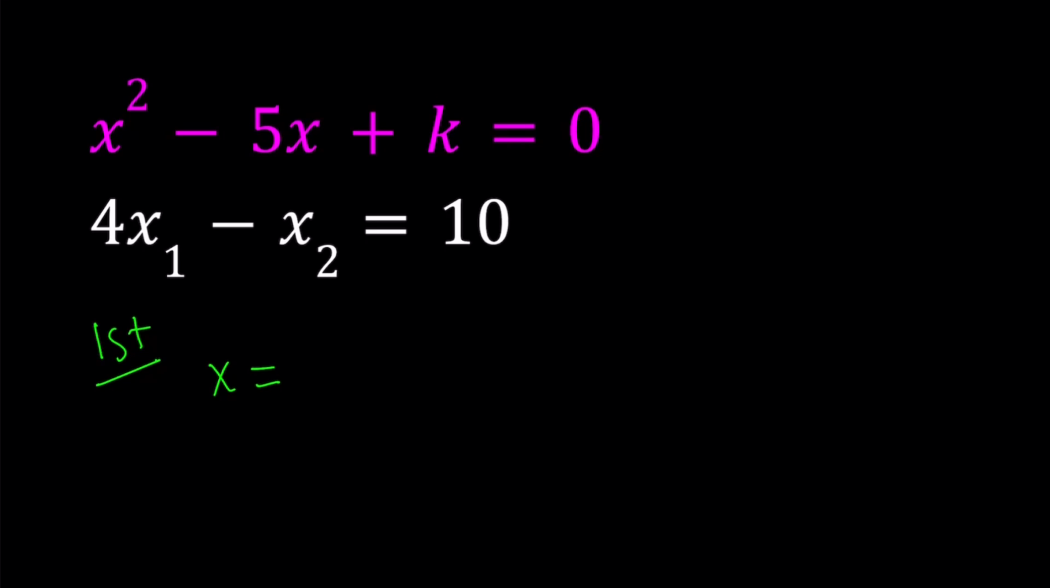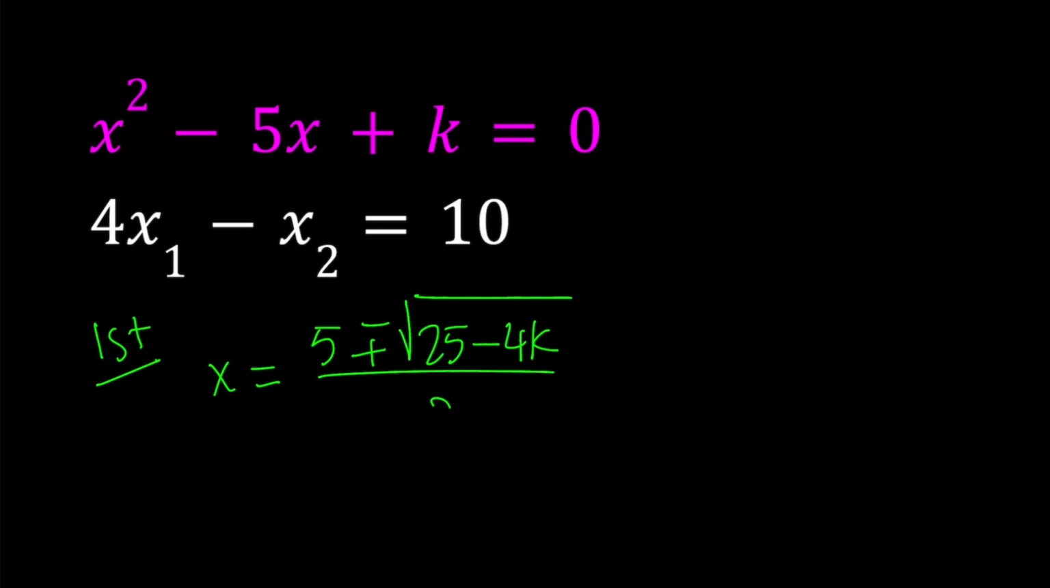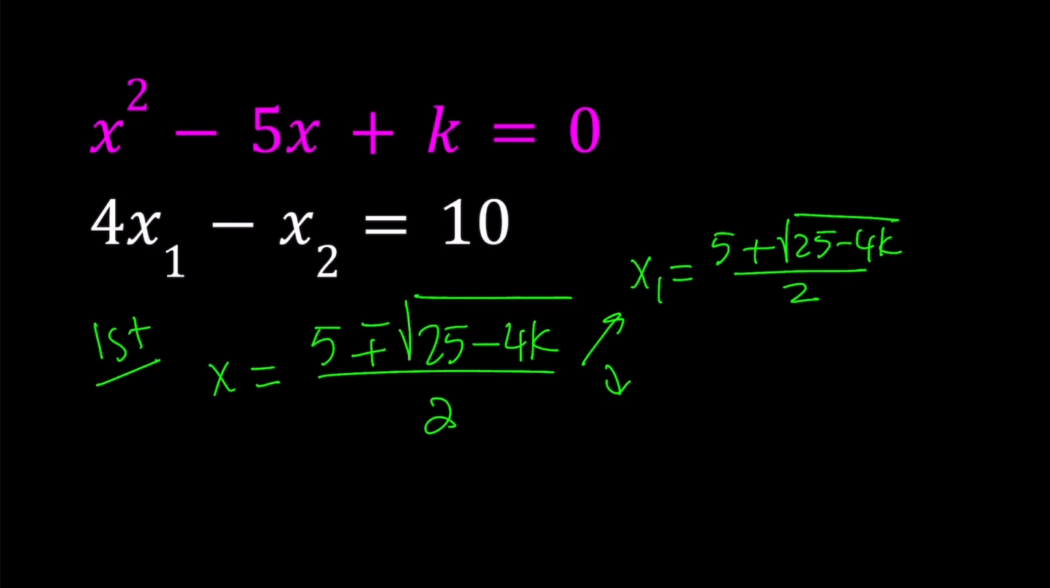X equals negative b plus minus the square root of b squared, which is 25, minus 4ac, which is 4k. Fairly simple, right? And then divide it by 2a. So this gives us two solutions, but we don't know which one is which. Suppose x sub 1 is equal to 5 plus square root of 25 minus 4k, divided by 2, of course. And x2 is 5 minus square root of 25 minus 4k over 2.